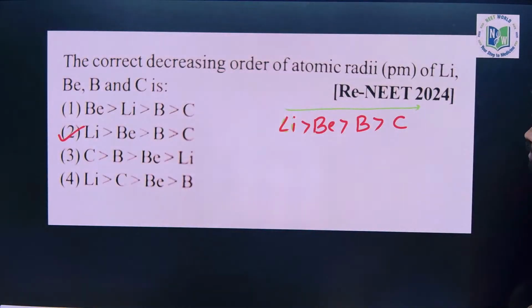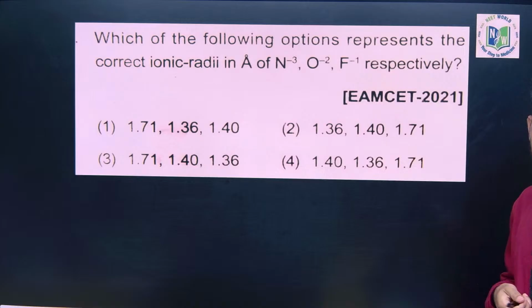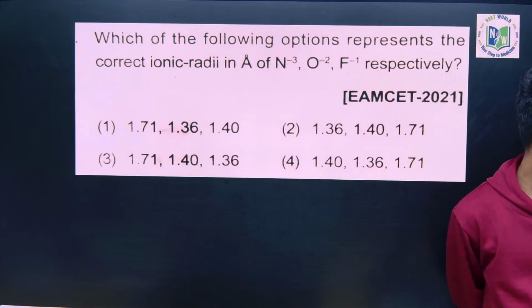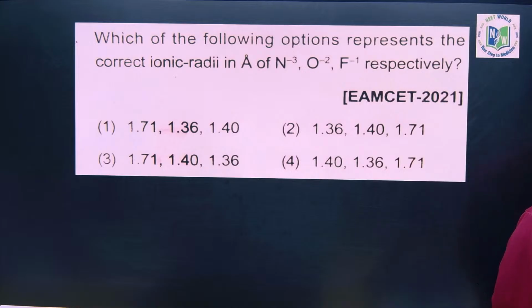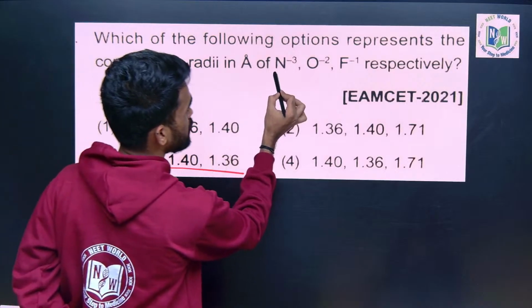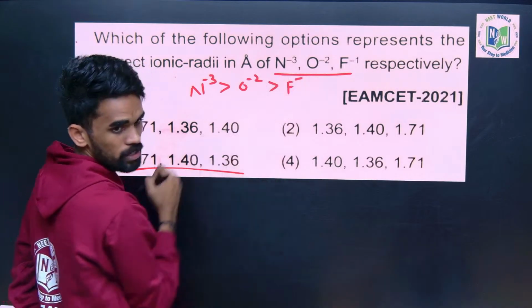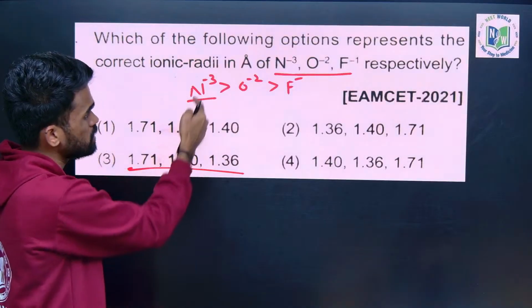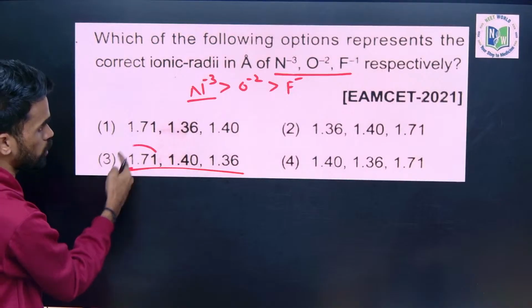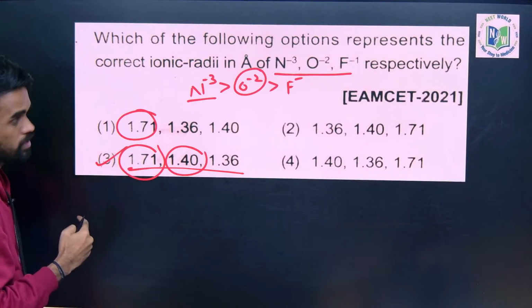Next, last year's question. The following option represents the correct order of Armstrong and Young respectively. You should answer this. Third one, okay, we'll see. How easy it is. Tell me first of all which is larger in size here: N minus 3, O minus 2 and F minus. This is the order right now. The larger size should have the bigger value. So N minus 3 corresponds to the bigger value here. After that O minus 2. So the third one. Easy only.